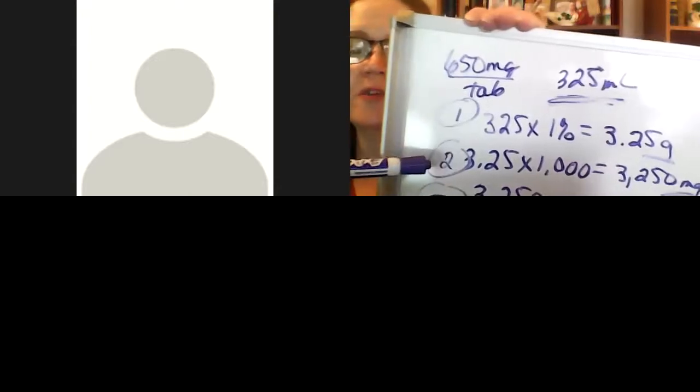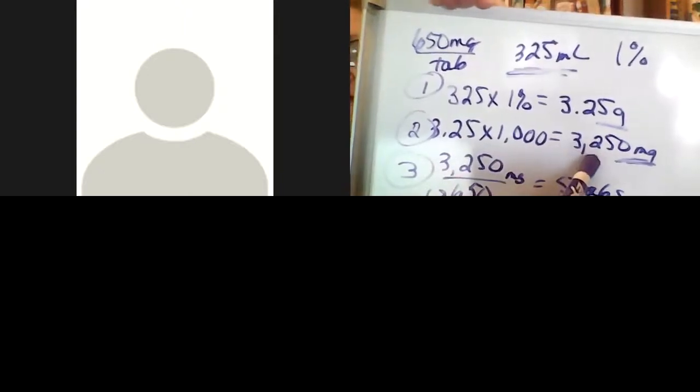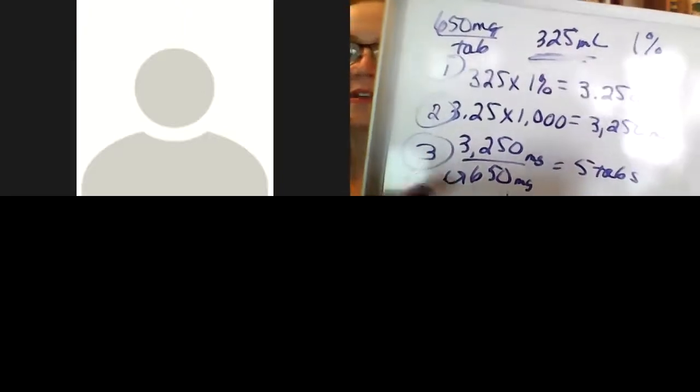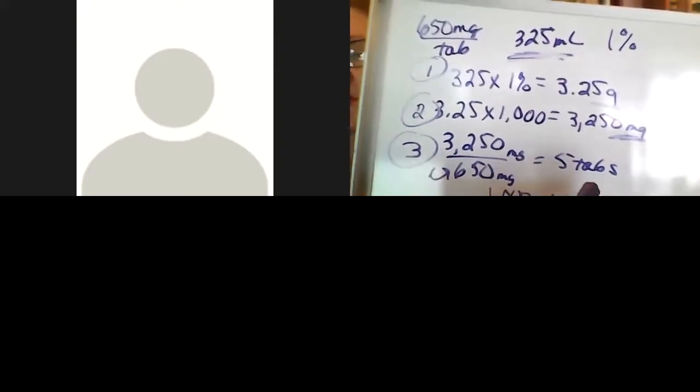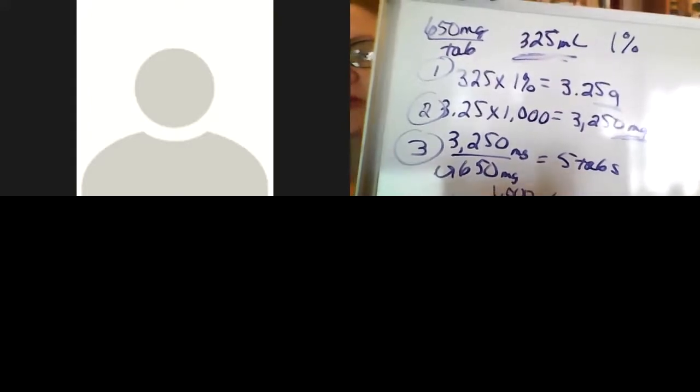Our second step is to convert grams to milligrams. So 3.25 times 1,000 gives us 3,250 milligrams. And then our third step is to divide by how many milligrams per tablet. So 3,250 divided by 650 milligrams in each tablet gives us 5 tablets.